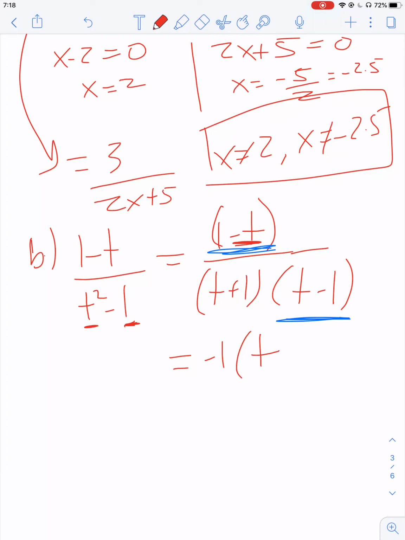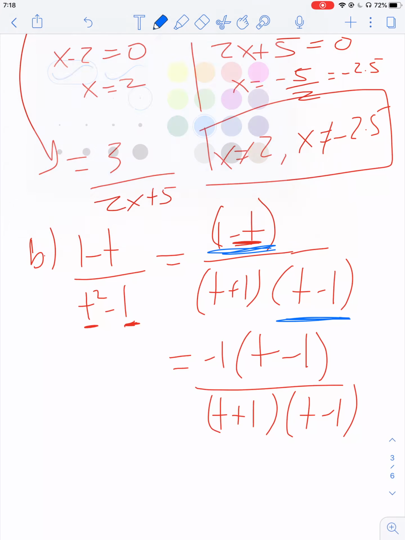This will just become t, and then the positive one will become minus, okay? And then you have now t plus 1 in your denominator, and then t minus 1, okay? So this will just cancel out now, okay? So, again, like I said, these questions are designed to simplify, right?